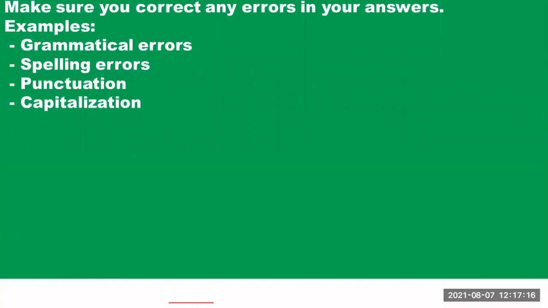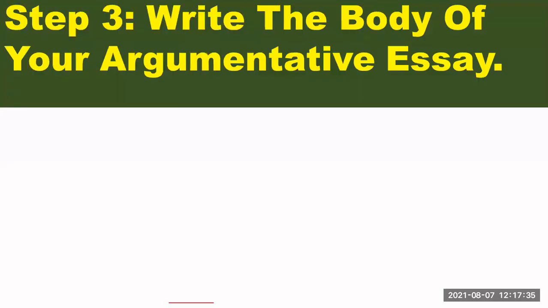Then the other stage in this argumentative essay writing is to ensure that you cross-check your work. You make sure you correct any errors in your answers, such as grammatical errors, spelling errors, punctuation errors, errors of capitalization, and so on and so forth. Okay, so you make sure you correct those errors so that you don't lose marks under mechanical accuracy.